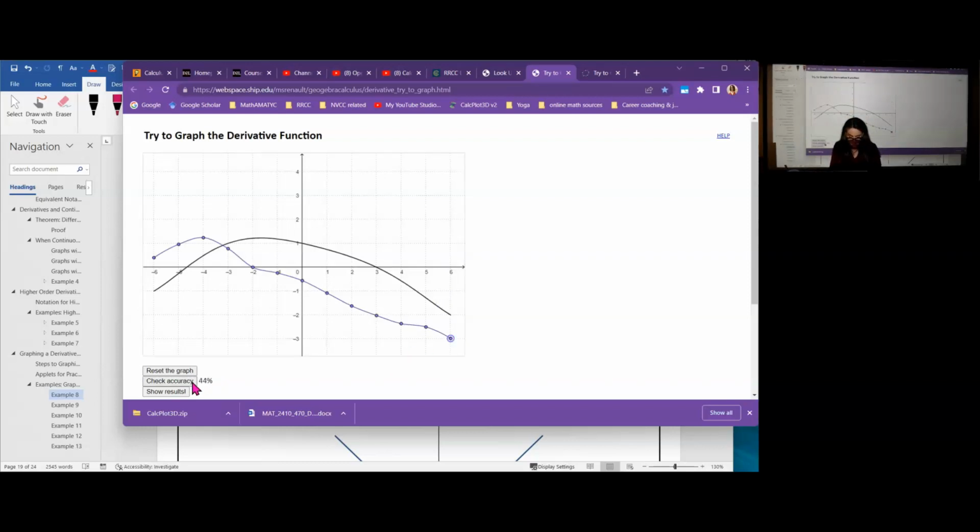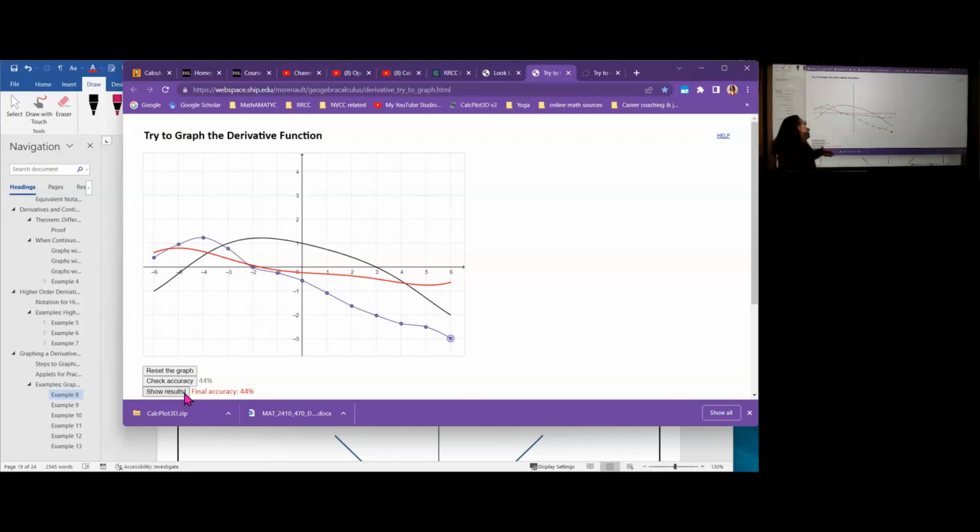Let's check our accuracy. 44%, not great. Let's see the results. Well, it looks like apparently there was a change in curvature here that I missed. But I don't know how you could get that close. It's nice if you can get an accuracy around 80% or higher. That's fantastic.